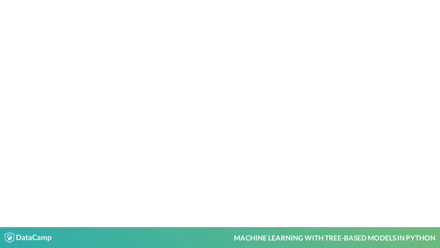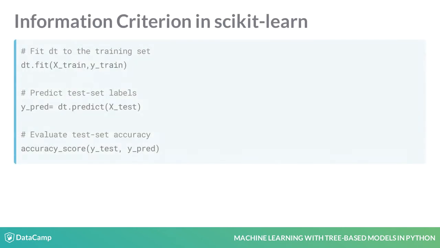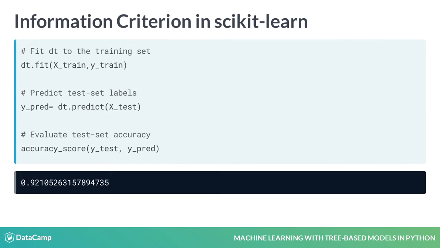Revisiting the 2D breast cancer dataset from the previous lesson, you can now set the information criterion of dt to the Gini index by setting the criterion parameter to Gini, as shown on the last line here. Now, fit dt to the training set and predict the test set labels. Then, determine dt's test set accuracy, which evaluates to about 92%.